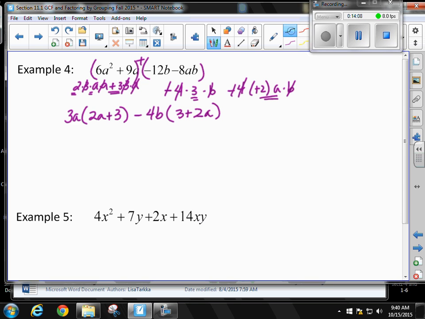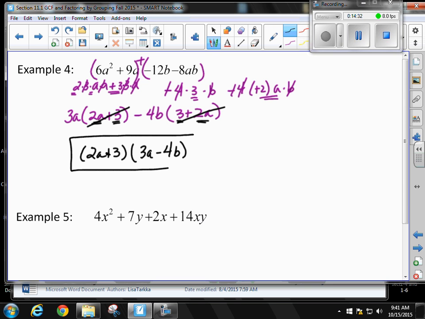Now if you look closely, what's inside the parentheses is the same. I have 2a and I have a plus 3 in each set of parentheses, so even though they're in a different order, it's still exactly the same amount. 2a plus 3 is my common factor, and in parentheses what's left is 3a minus 4b. And our factoring is complete.